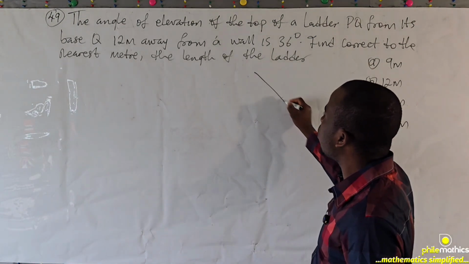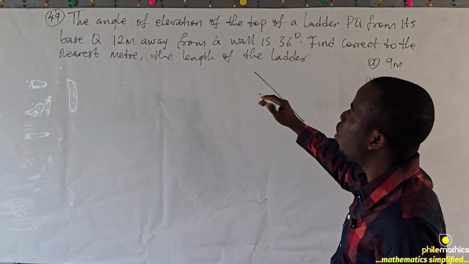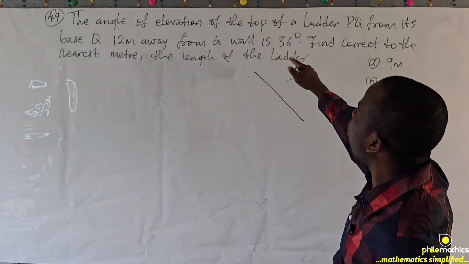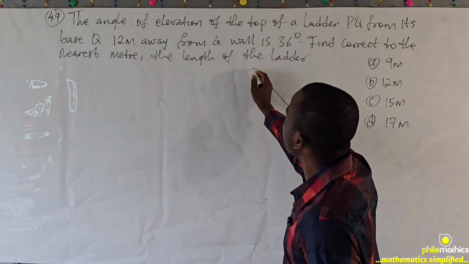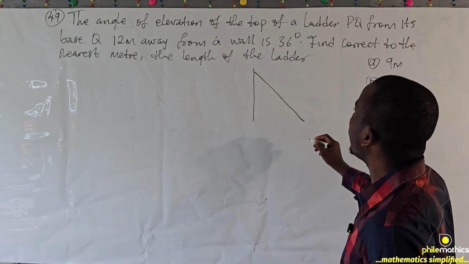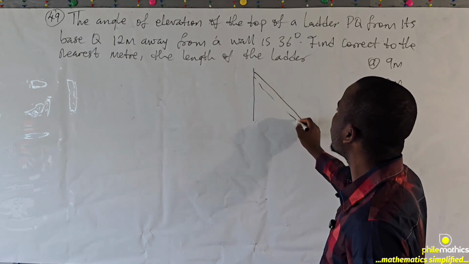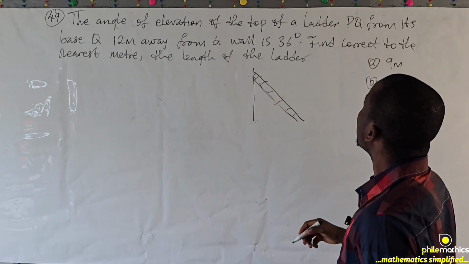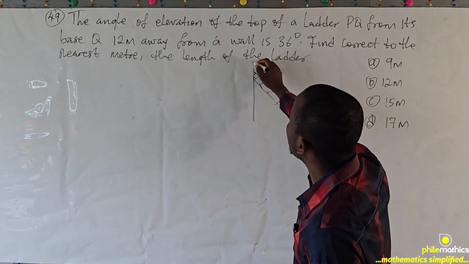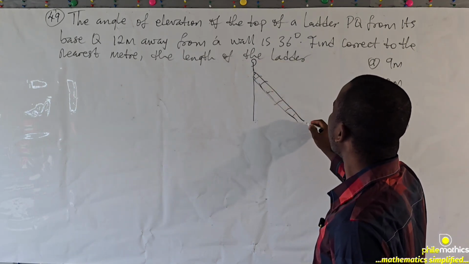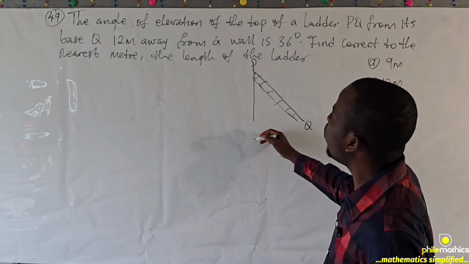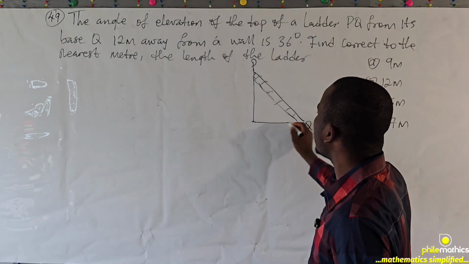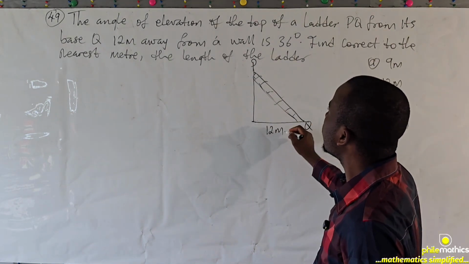So angle of elevation, it means we're talking about this length of the top of a ladder. So if this is where the ladder is rested on, this is the ladder. PQ, so P is here, Q is here, 12 meters away from its wall. This is 12 meters, and the angle is 36.